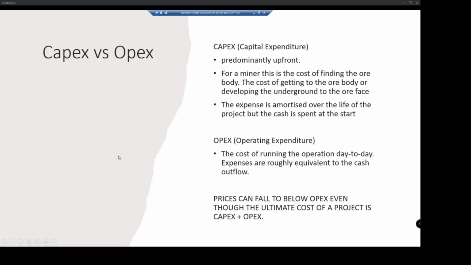So I just want to run through the difference between CapEx and OpEx, because this will come up later. Capital expenditure is predominantly upfront, so it's the cost of setting up the processing plant. If you're talking about mining, it's digging to the ore body. The ore body might be a certain number of meters below the surface, and so you've got to dig out all that what's called waste. It would be the cost of any sort of infrastructure that you have to build, and the exploration cost of finding the ore body and all that sort of stuff. So that's capital expenditure, and for resource projects in particular, capital expenditure is a very significant expense.